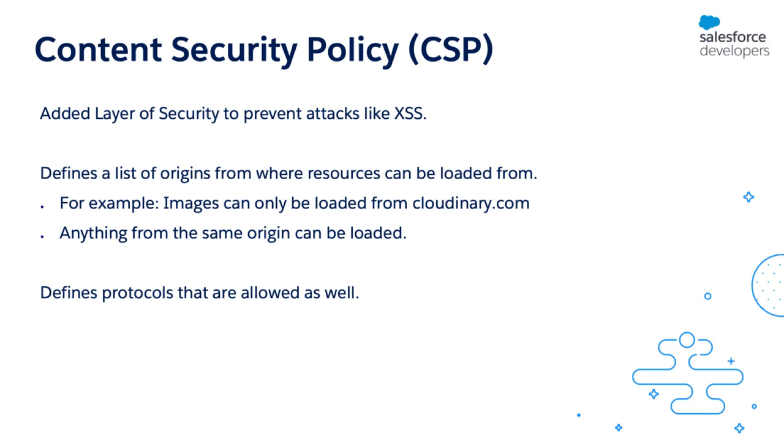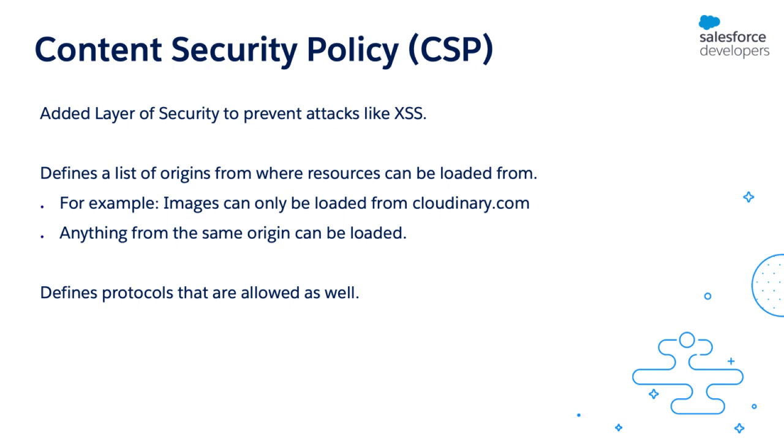Essentially, you define a list of origins or domains from where content and resources like your JavaScript files, CSS files, images, iframes, APIs, etc. can be loaded from. By default, anything on the same origin or domain as the current web page or the request will be allowed. Anything that you haven't safe listed will be blocked.